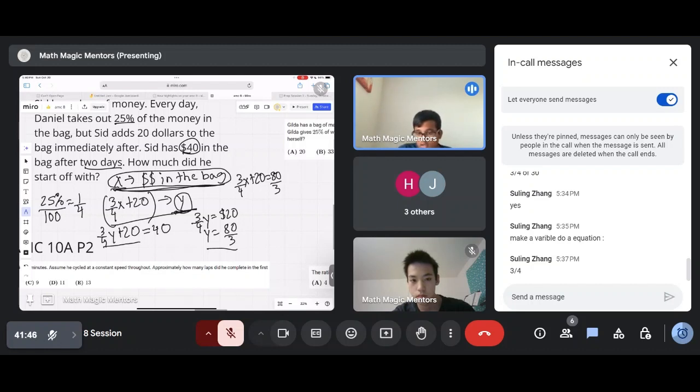I just separated Y and X because it would get too messy, but obviously you can do it in one equation. That's no problem. And so we can solve for X. We can say that three-fourths X equals, so 80 over 3 minus 20 is going to give me 20 over 3, right?